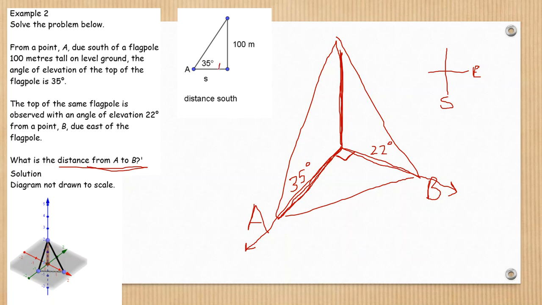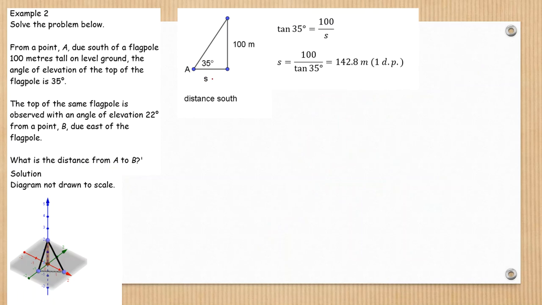So it's a right angle triangle, 35 degrees, 100 meters. So with 35 degrees here, our opposite is 100, adjacent is S. So tan 35 degrees is 100 over S. S equals 100 divided by tan 35, so these two swap. S equals 100 divided by tan 35 gives us 142.8.